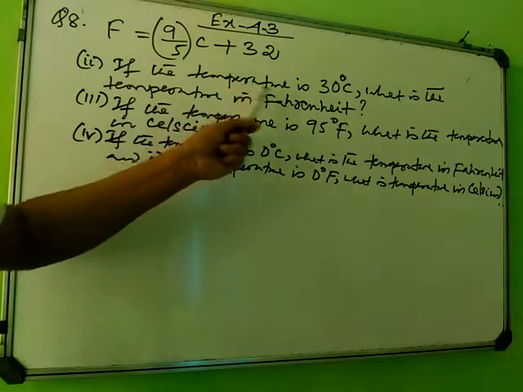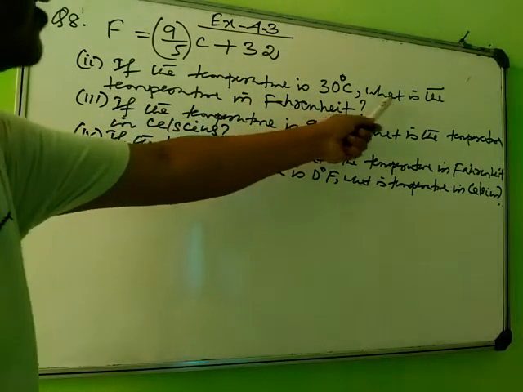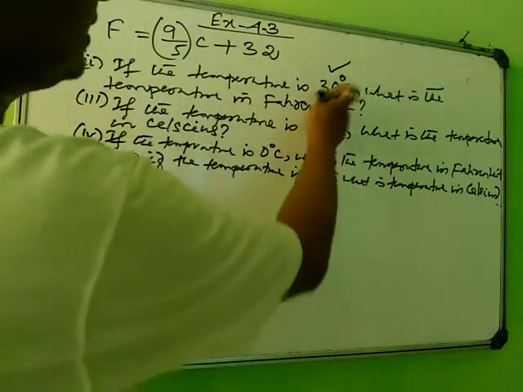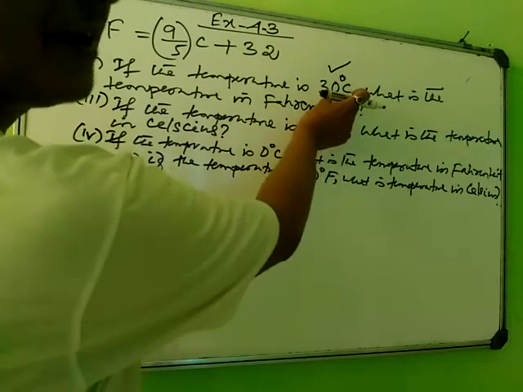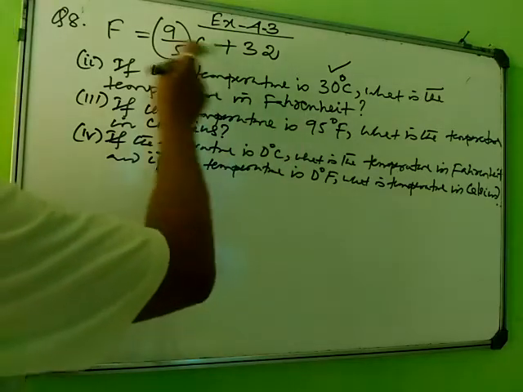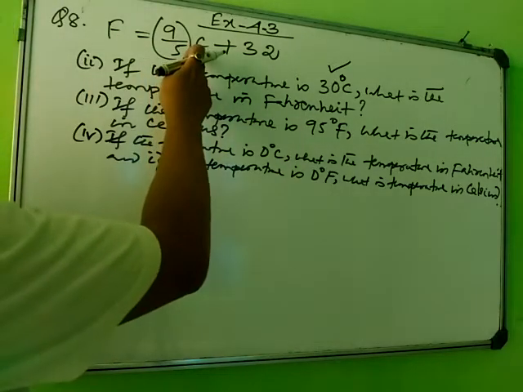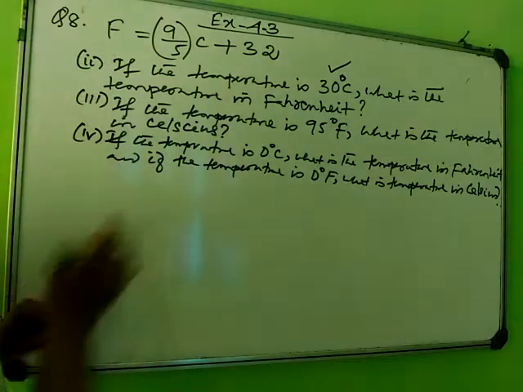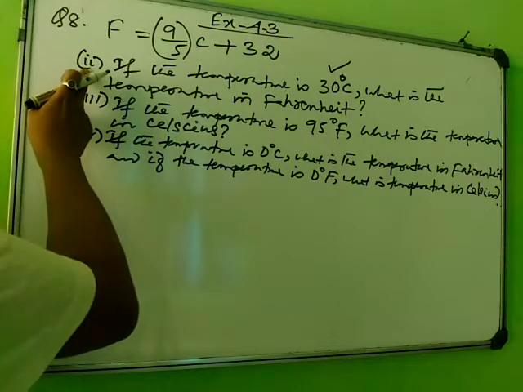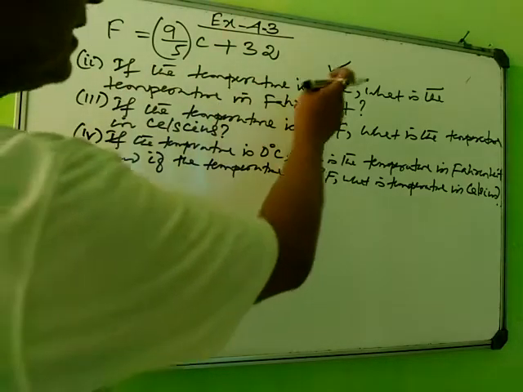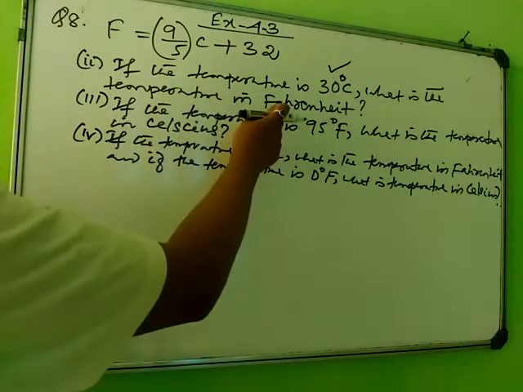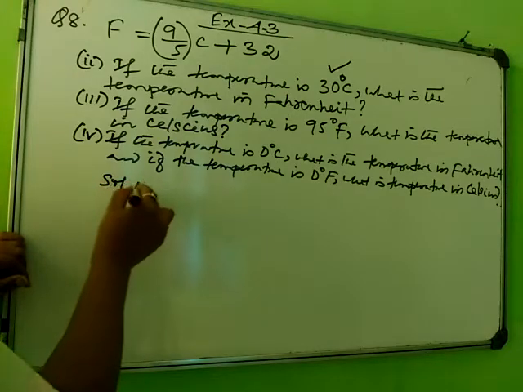If the temperature is 30 degrees Celsius, what is the temperature in Fahrenheit? Here they have given 30 degrees Celsius, and you are to convert this into the Fahrenheit scale. F denotes Fahrenheit, C denotes Celsius. So in question 2 they have given the temperature as 30 degrees Celsius. What is the temperature in Fahrenheit? Let us take solution 2.